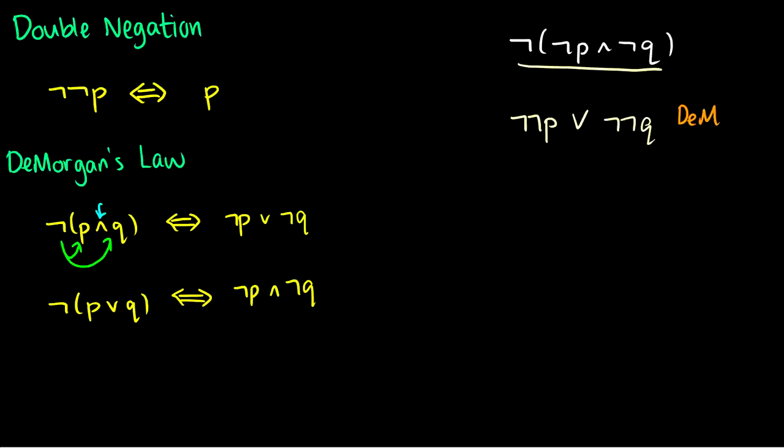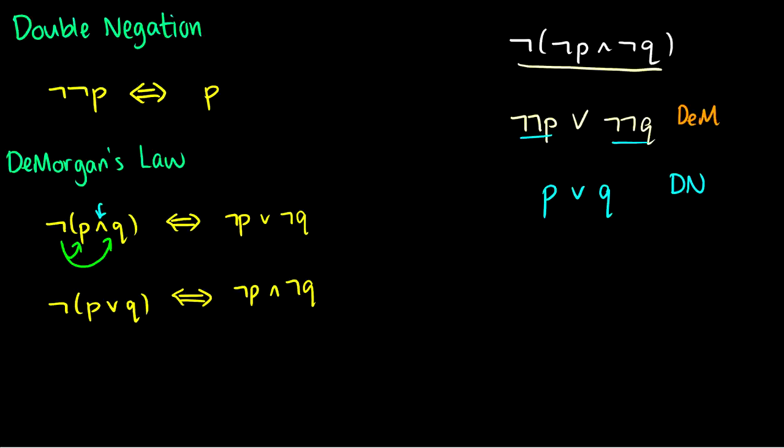Now finally, we have the double negation law. So not P, not Q, we can just change this to P or Q, and this is DN for double negation. So instead of writing not P and not Q, we can just write P or Q.